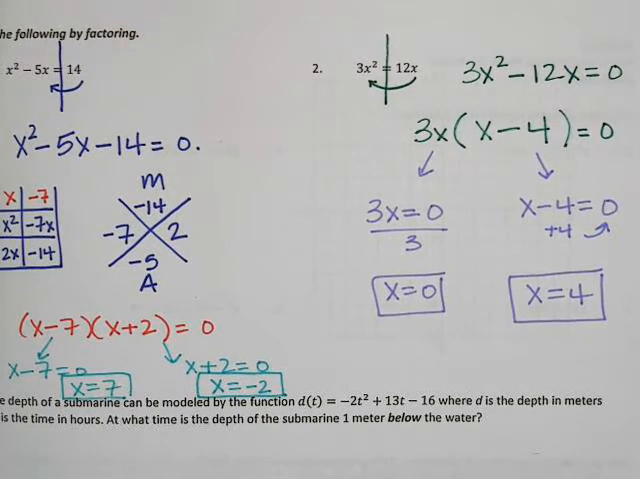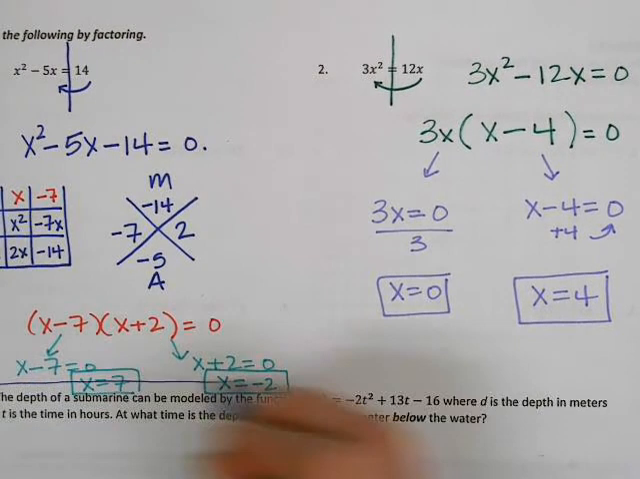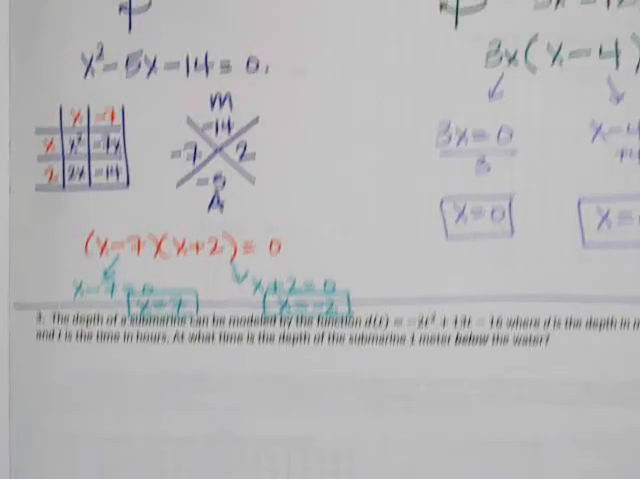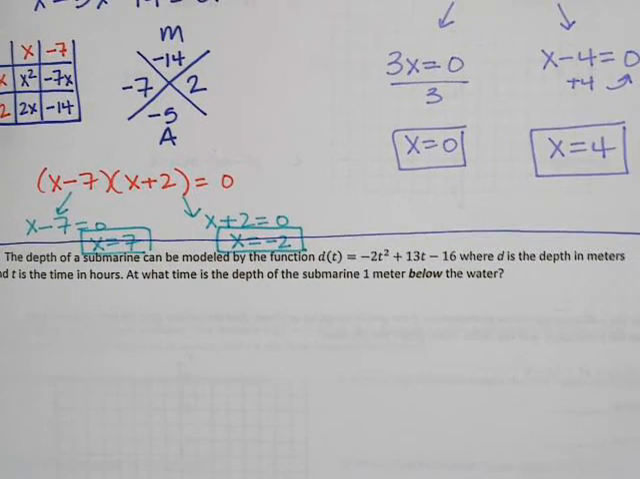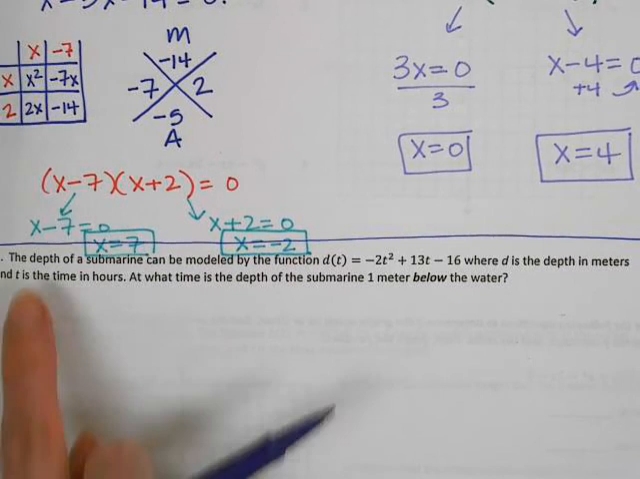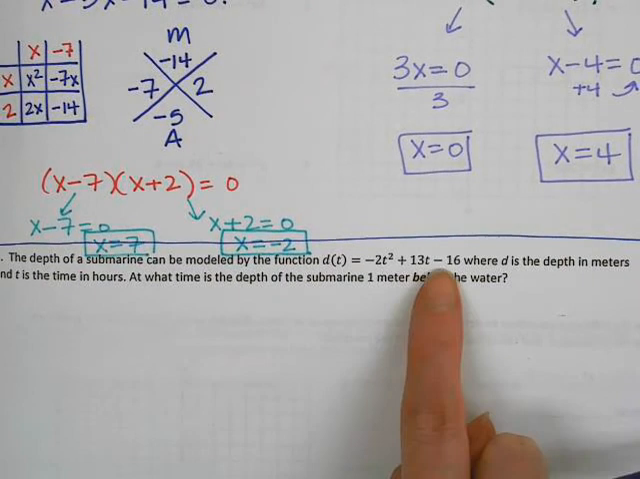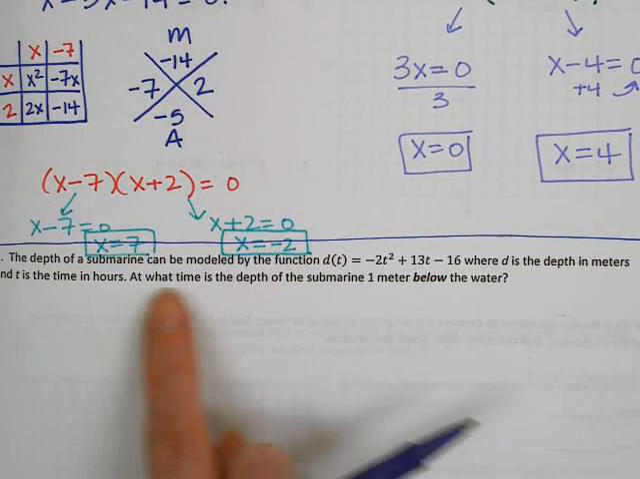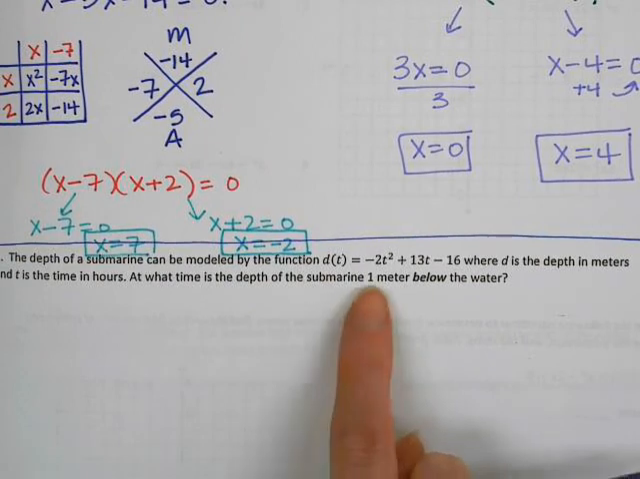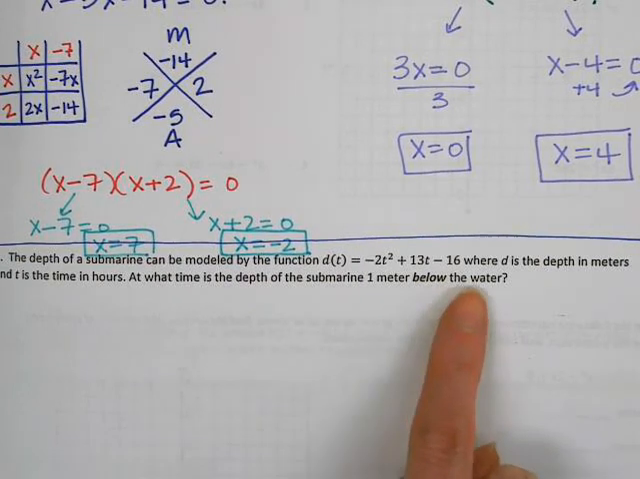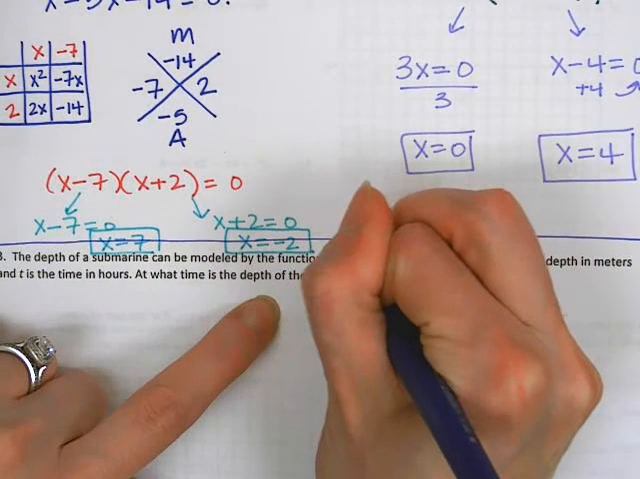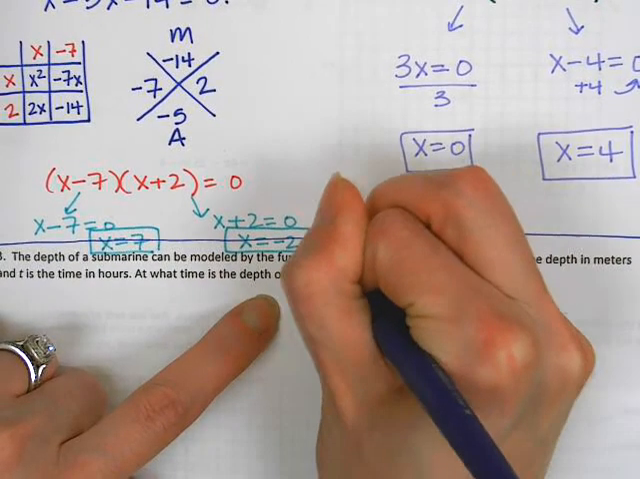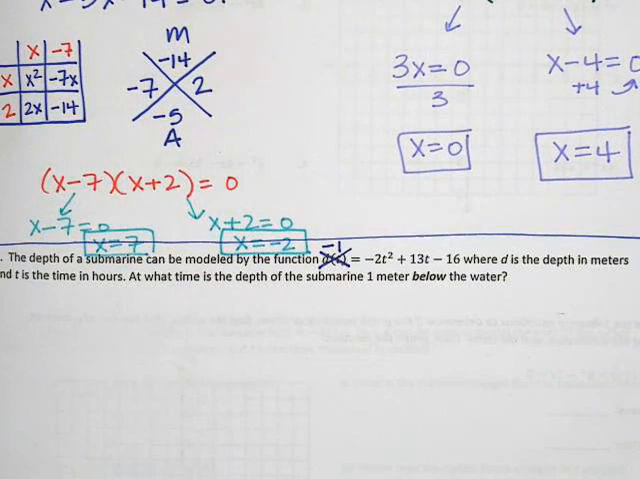Okay, if you guys have had enough, feel free to stop. I am going to do one more just in case here for anybody who wants it. Okay, so this is the depth of a submarine. At what time is the depth 1 meter below the water? So that means that for the depth, you're going to plug in negative 1.